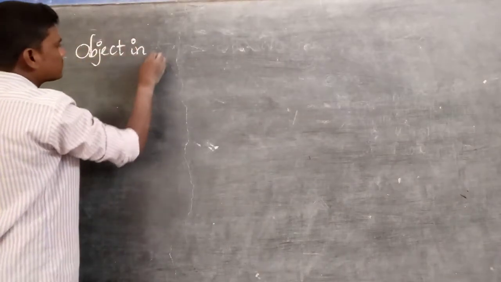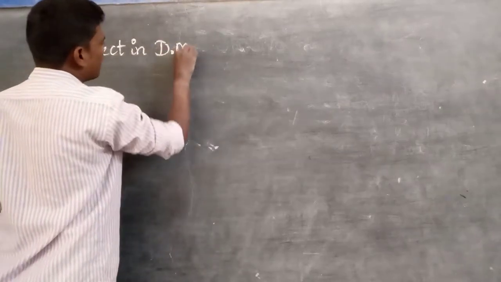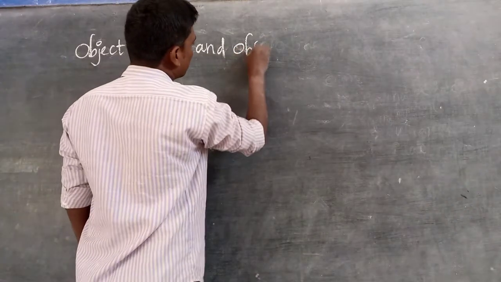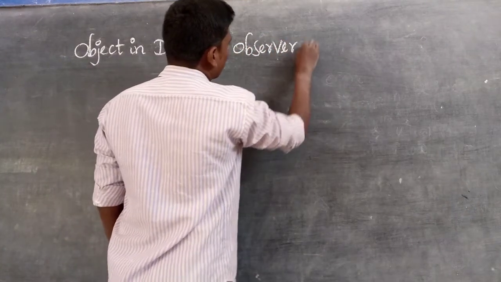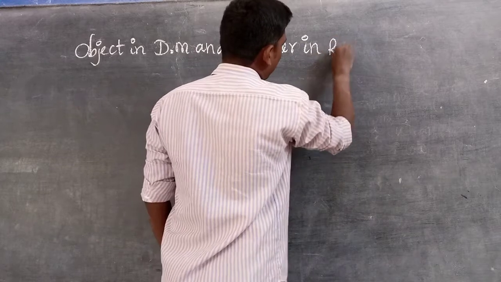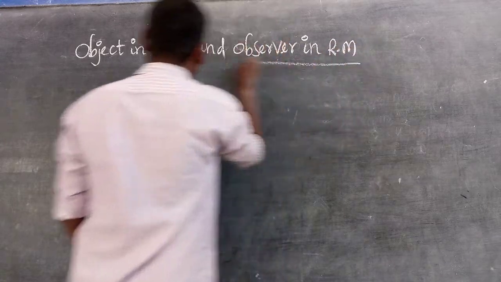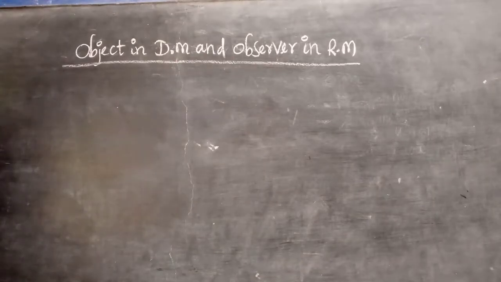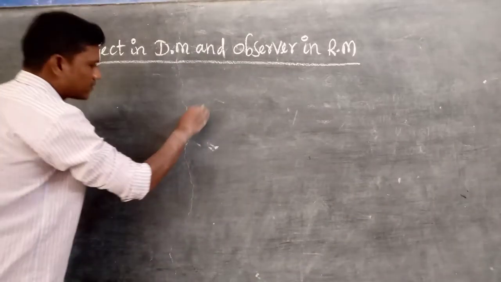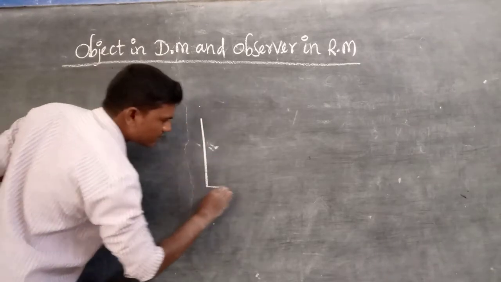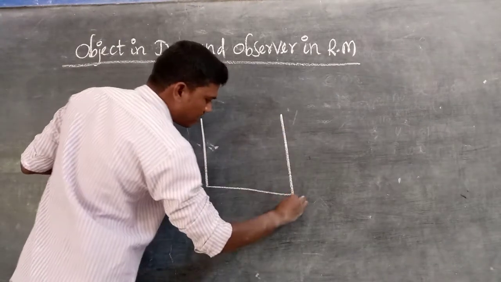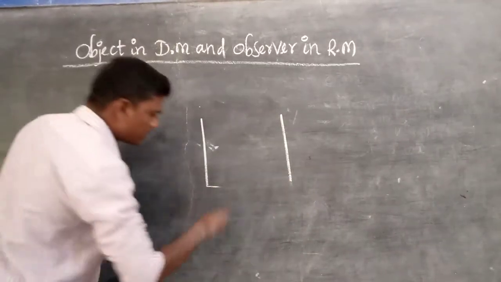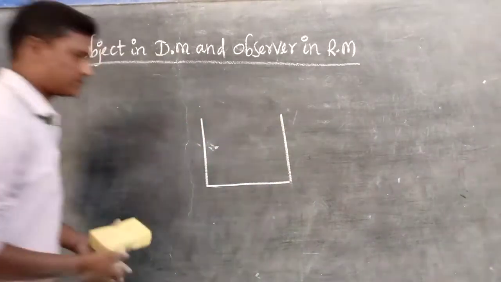Object in denser medium and observer in rarer medium. This is our topic. Object in denser medium and observer in rarer medium. Yesterday, in the concept of vertical shift, I clearly explained. The same thing is also discussed here.